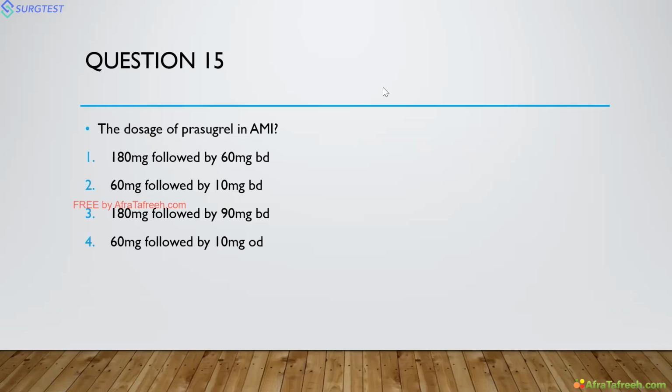Okay, the dose of prasugrel in acute MI is... you are confused with that: 60 mg followed by 10 mg BD. We will discuss. The correct answer to this question, the dose of prasugrel in acute MI, is 60 mg loading dose followed by 10 mg OD. This is the answer. We will discuss it in detail.